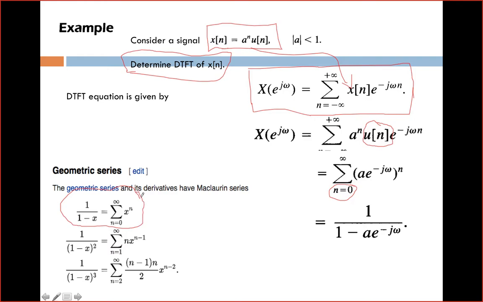And this series says, when you come across an infinite series like summation n equal to 0 to infinity x power n, then this can be written as 1 by 1 minus x. So this is a famous equation we are going to use to solve this problem. Here the x value is a into e power minus j omega. So x power n, this series will go up to infinity.